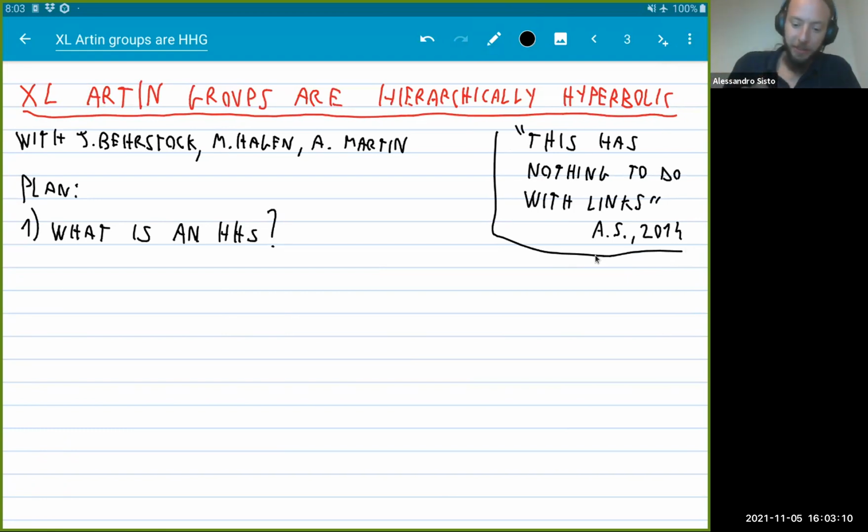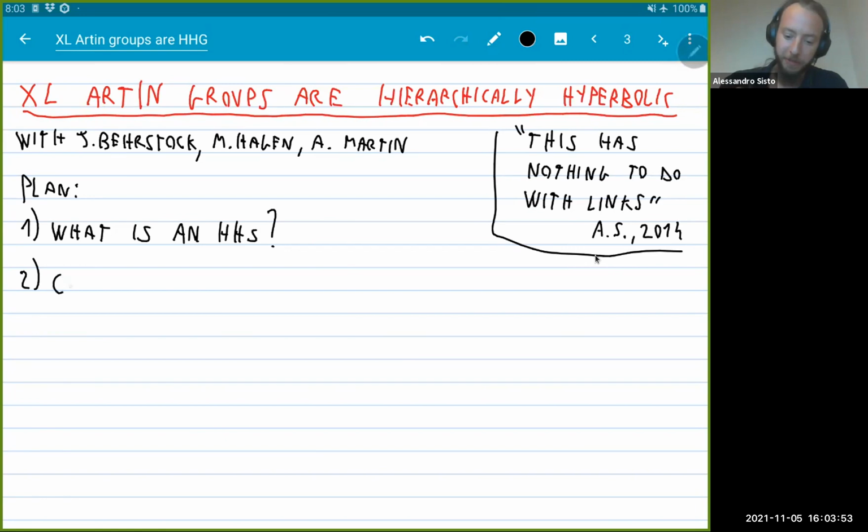If you have seen me give talks about hierarchically hyperbolic spaces and groups before, you will have seen some version of this part one. I will make it a little bit shorter, but I will change the working example to make it as similar as possible to the extra large Artin groups that I want to get to at the end. At the end of part one, it will be very clear that you don't want to check directly if something is an HHS. It just seems way too complicated.